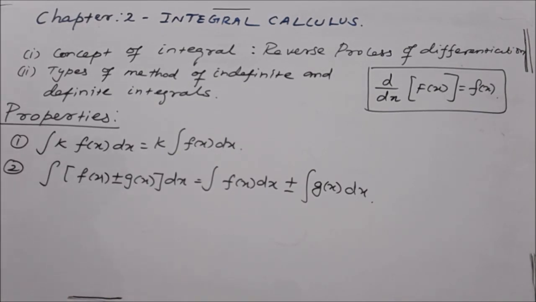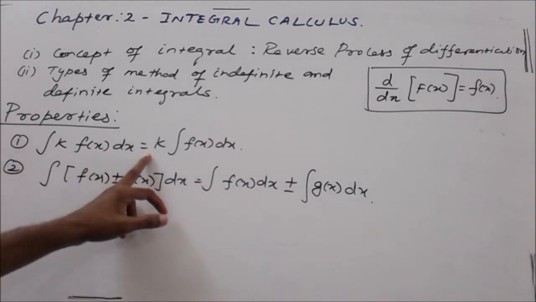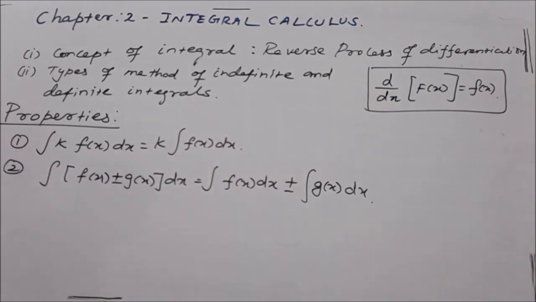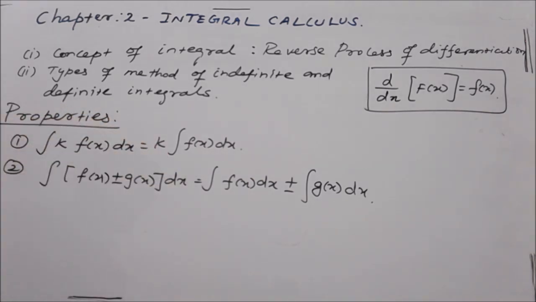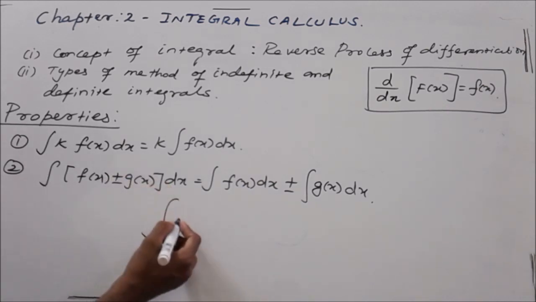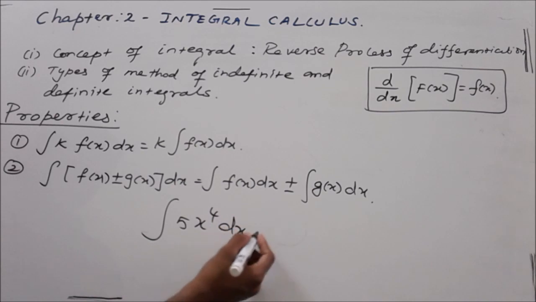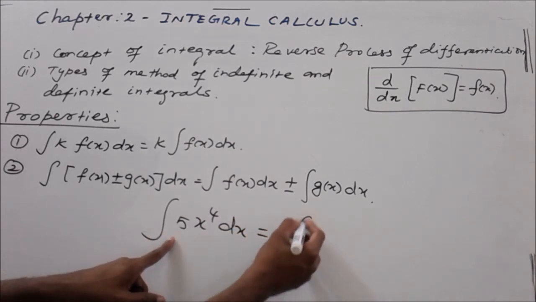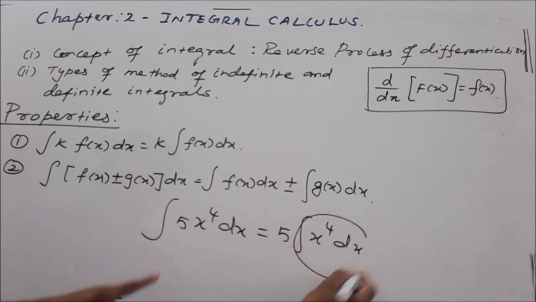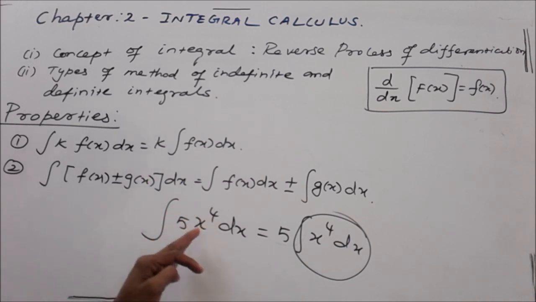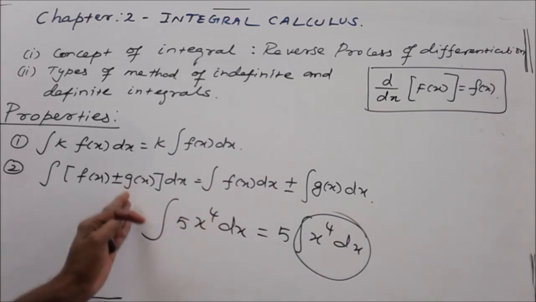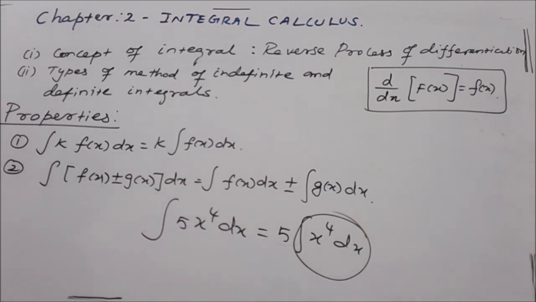There are two properties used here. The first one: integral k into f of x dx is equal to k into integral f of x dx. When a constant appears in the product with the function, we can keep the constant in front and integrate only the function. For example, integral 5x power 4 dx is equal to 5 into integral x power 4 dx. Further, we can integrate by using the integral formula and we will get the answer. That is the first property.